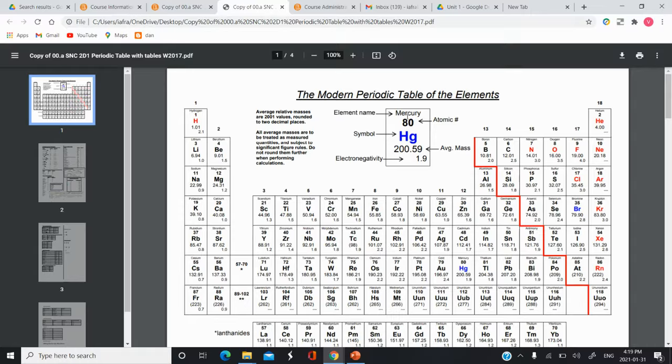And you'll see there's a whole bunch of important numbers here. And those numbers are what we're going to use in order to figure out different things, different characteristics, or different items about that element.